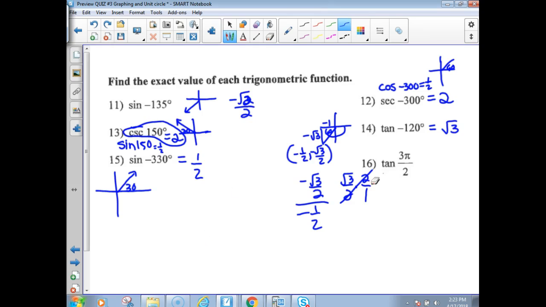Okay, number 16, at 3 pi over 2. If you're doing the tangent, think about where that is. 3 pi over 2 is here. The point for 3 pi over 2 is 0, negative 1. The tangent here is, well, tangent is y over x, and so that would be negative 1 divided by 0, which is undefined.